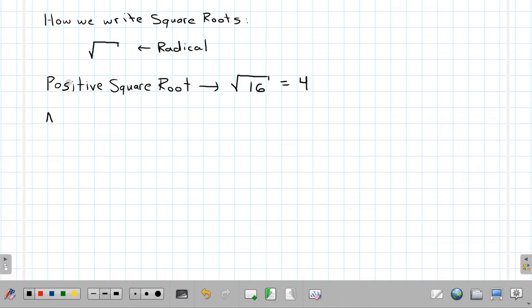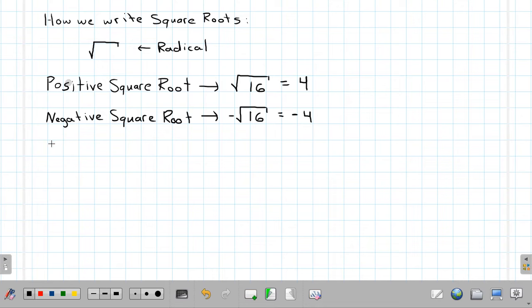Now, on the other side of that, we need to know how to write the negative square root. If you specifically need the negative square root of a number, it's signified by a negative sign and then the square root. So the negative square root of 16 would be negative 4. Once again, negative 4 times negative 4 is equal to positive 16, so negative 4 is the negative square root of 16.